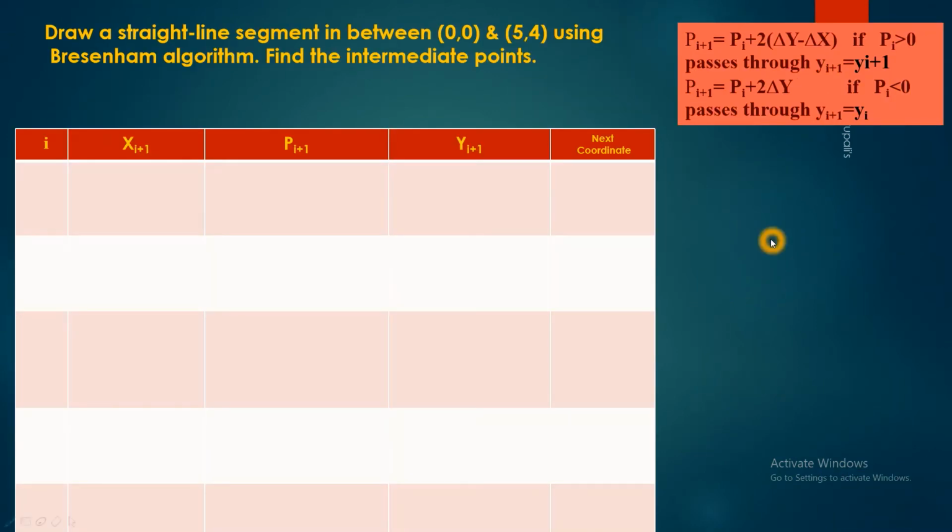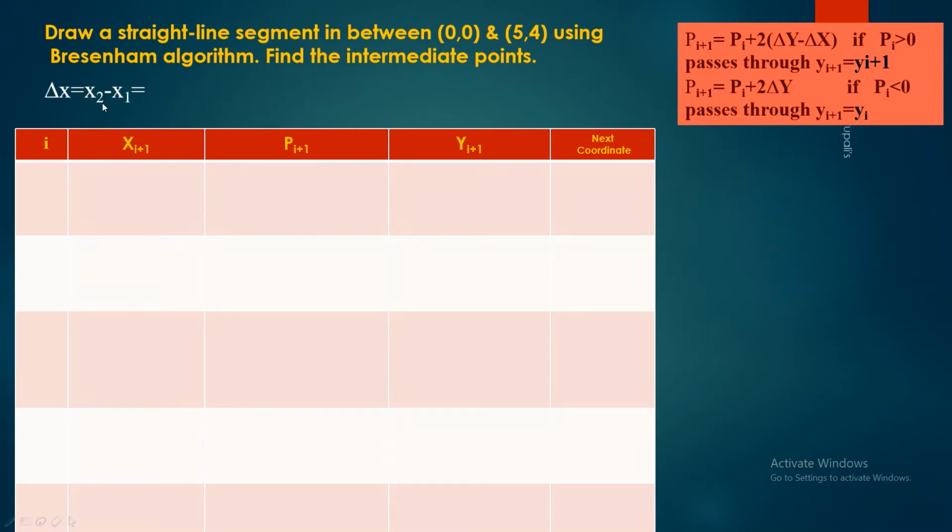Now let's try to solve one mathematical example of the Bresenham line drawing algorithm. Draw a straight line segment between 0, 0 and 5, 4 using the Bresenham algorithm. Find the intermediate points. We already learned from the previous lecture that when the decision parameter value is greater than 0, the line passes through yi plus 1, and if the decision parameter value is less than 0, the line passes through yi. So first, what is dx?